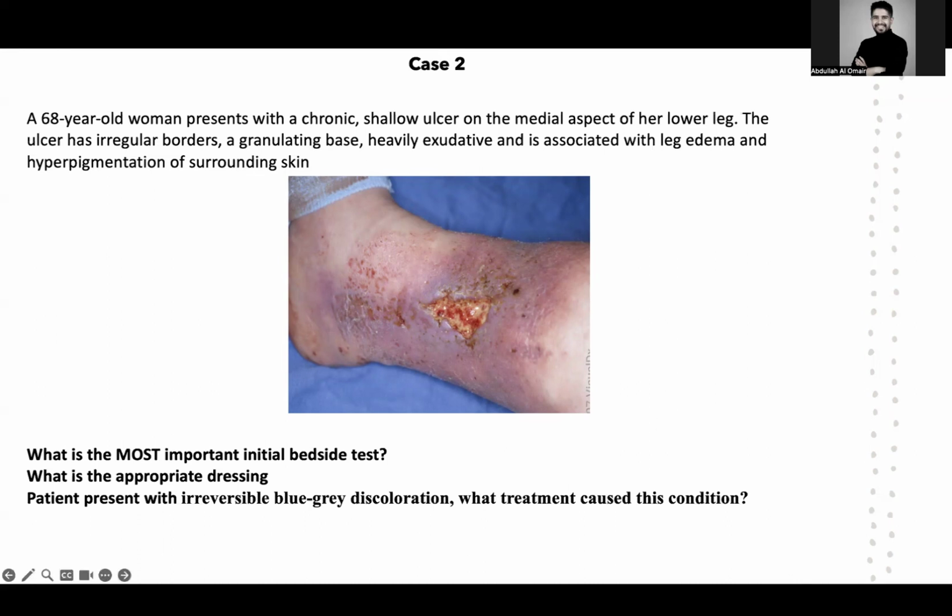This is a 68 years old female with a chronic shallow ulcer in the medial aspect of the lower leg with regular border, granulation tissue base, very highly exudative, and with leg edema. Additional bedside examination, of course, is going to be API, ankle brachial index, to rule out that this is not an arterial ulcer. What's the most appropriate dressing for these patients? We mentioned this is a very highly exudative ulcer, so alginate dressing is going to be fine with these patients.